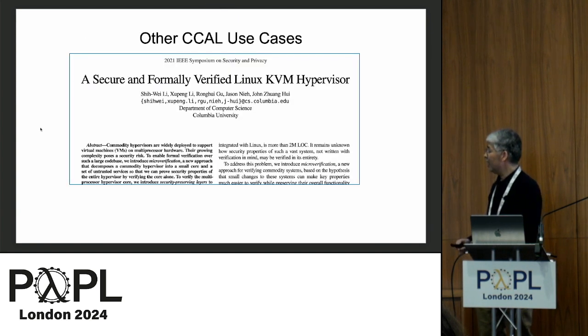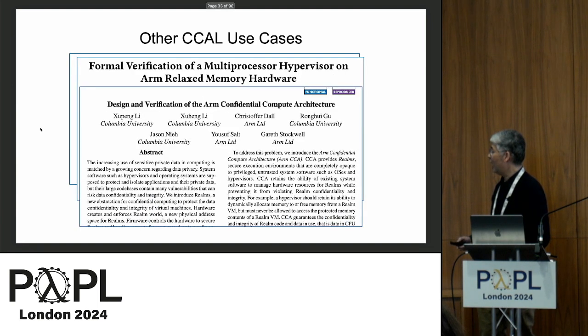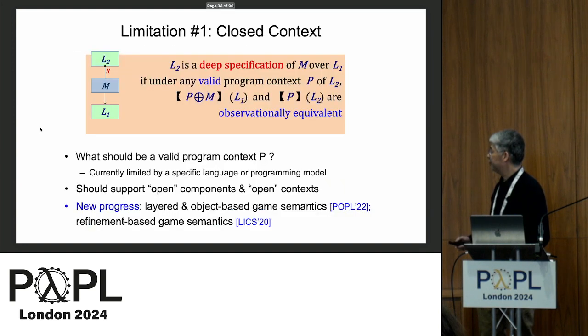So even though it's not the best tool, it has been successfully used by other projects. Like in 2021, the Columbia team used it to verify a KVM hypervisor and also ARM trusted firmware for CCR. So what kind of limitations did we find?